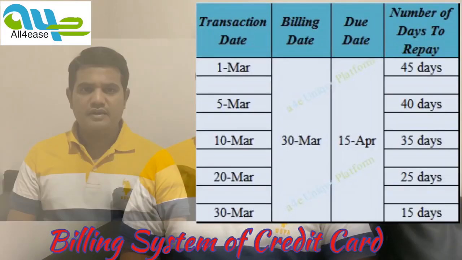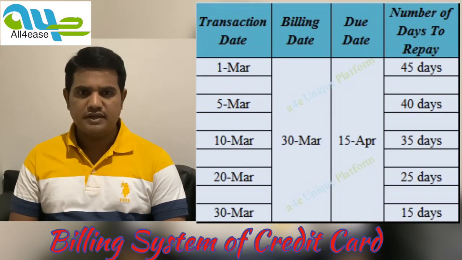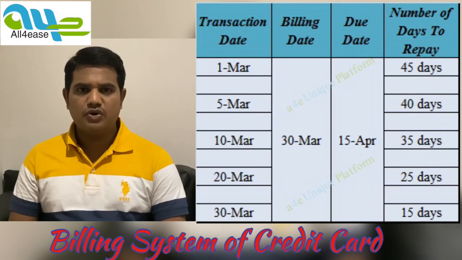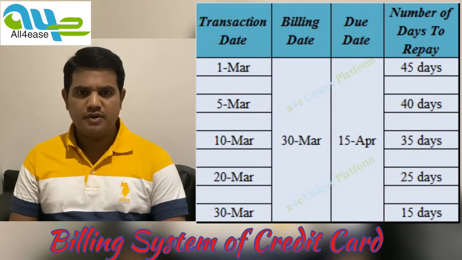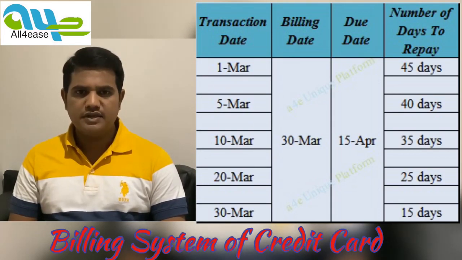If I explain with an example, you will clearly understand. I am considering 30th of March as the billing date for the entire amount spent on your credit card from 1st of March till 30th of March. And the due date for paying it back would be 15th of April. So you will get 15 days time for the total billed amount which you spent from 1st March till 30th of March. If you see clearly, whatever you spent on 1st of March, you will get 45 days of time to pay it back.